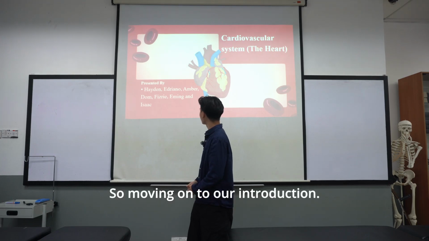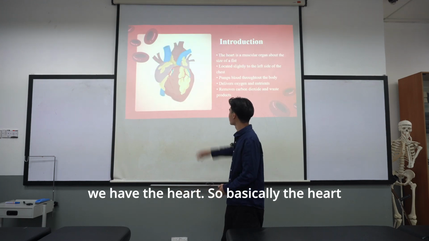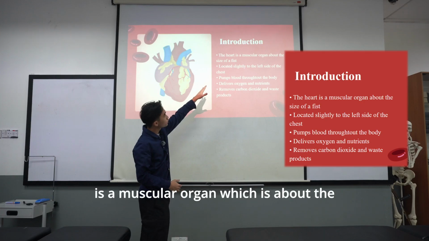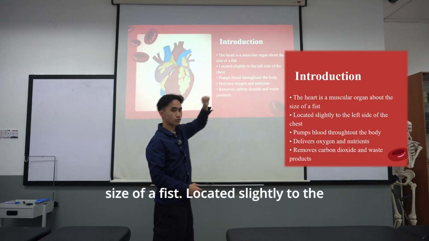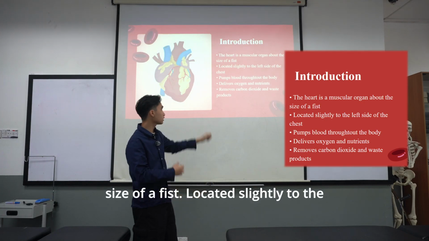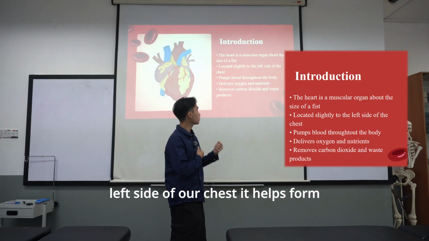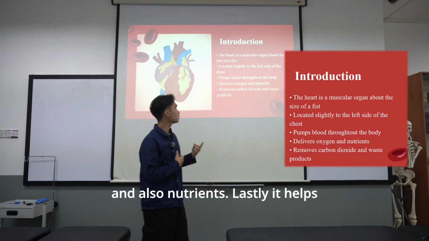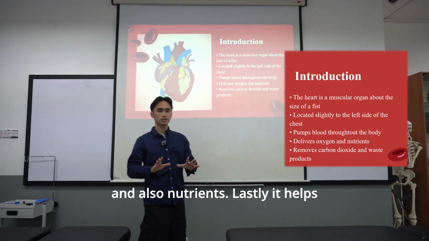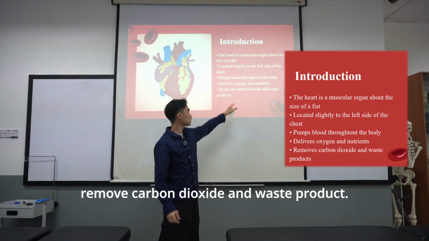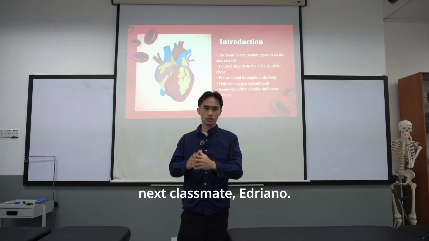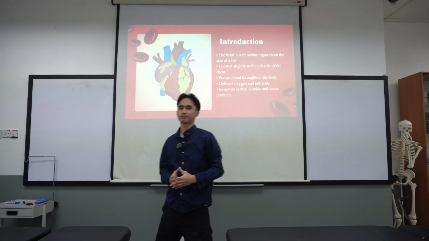So moving on to our introduction, we have the heart. Basically, the heart is a muscular organ about the size of a fist. Located slightly to the left side of our chest, it helps pump blood throughout the body, delivers oxygen and nutrients. Lastly, it helps remove carbon dioxide and waste products. And with that, I am going to pass on to my next classmate, Adriana.